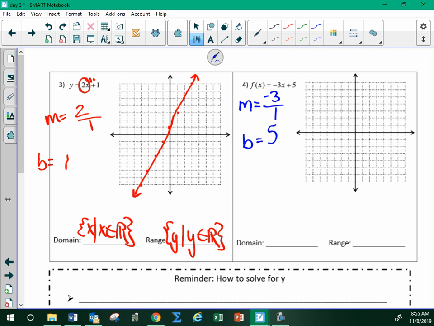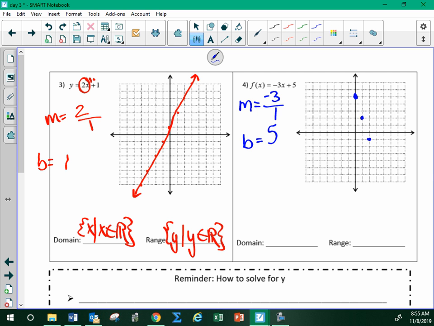So again, you start off by counting up 1, 2, 3, 4, 5. Plot that dot. And it's negative 3 over 1, so that means I'm going to go down 3. 1, 2, 3 to the right one. Down 1, 2, 3 to the right one.